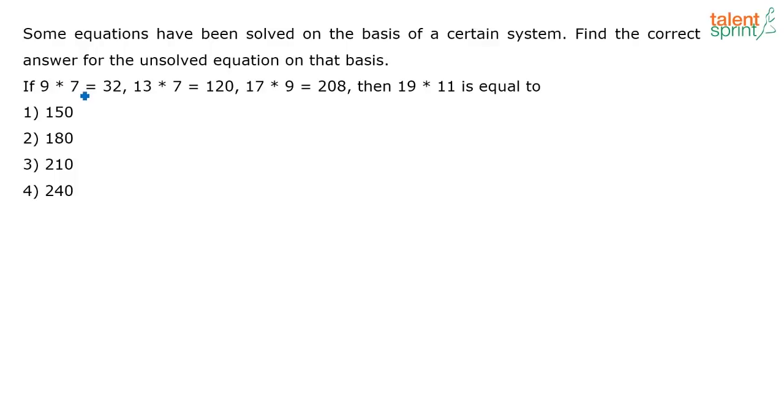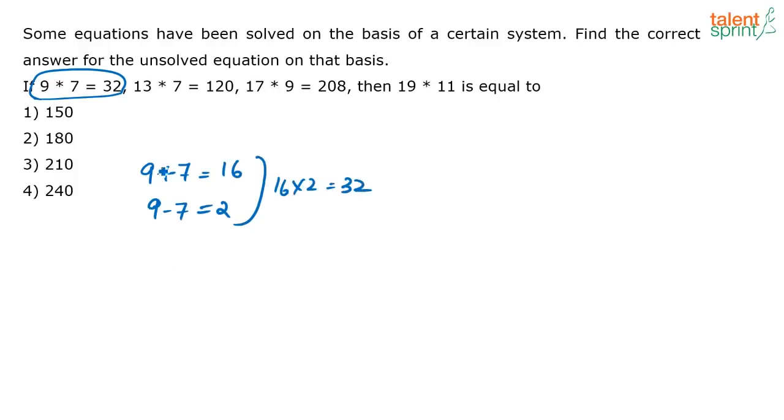Next one. 9 into 7 is equal to 32. 13 into 7 is equal to 120. 17 into 9 is equal to 208. Then 19 into 11 is equal to dash. See, how am I able to get 9 into 7 as 32? What is 9 plus 7? 9 plus 7 is 16. What is 9 minus 7? 2. 16 into 2 is 32.